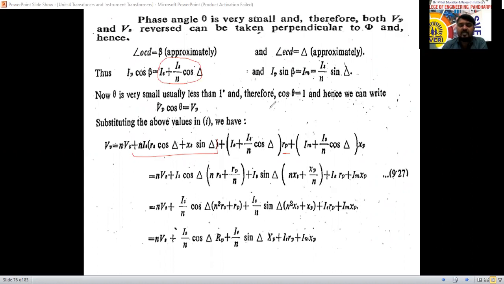OK, plus here in the equation, what was there? IP XP sin beta was there. In place of IP, I have substituted this term here: IM plus IS by N cos delta, into XP I have kept as it is. So is there any doubt up to here? Tell me, don't be afraid. Any doubts?